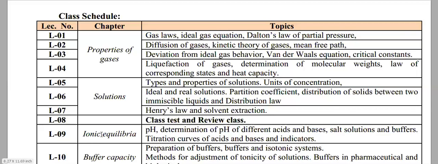That means the interaction of the drug with the stomach, and the interaction of the drug with the blood. Since the stomach and blood have different types of pH, we have to know about the pH in detail. And the ionic equilibria chapter will provide us the knowledge of pH and the determination of different types of pH for acids and bases, salt solutions, etc.